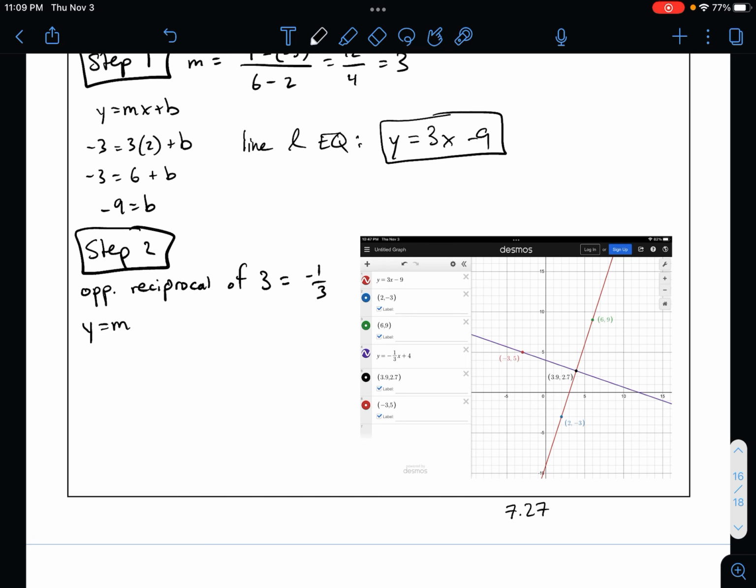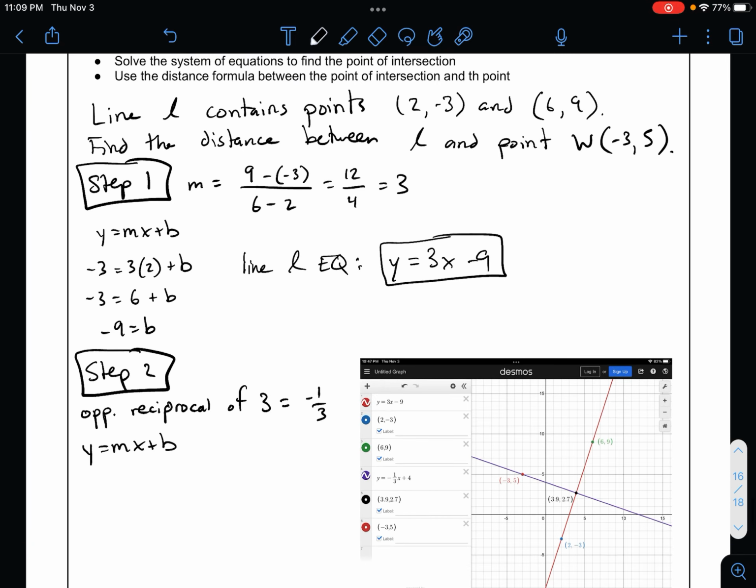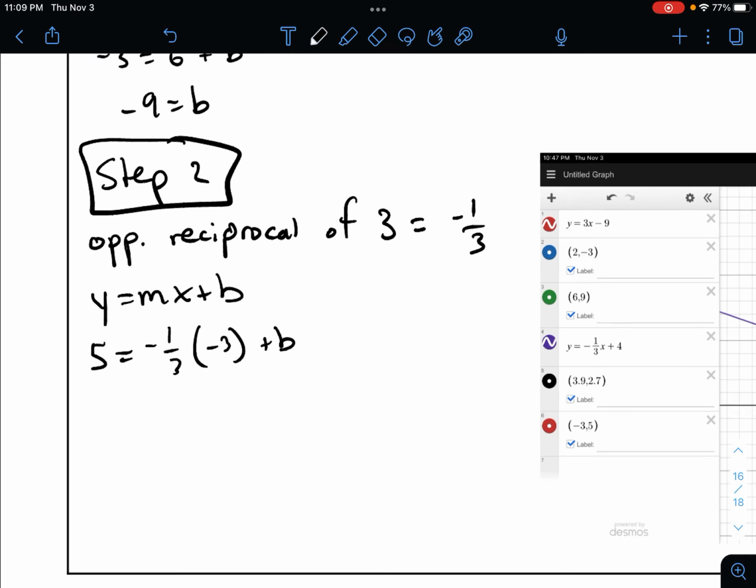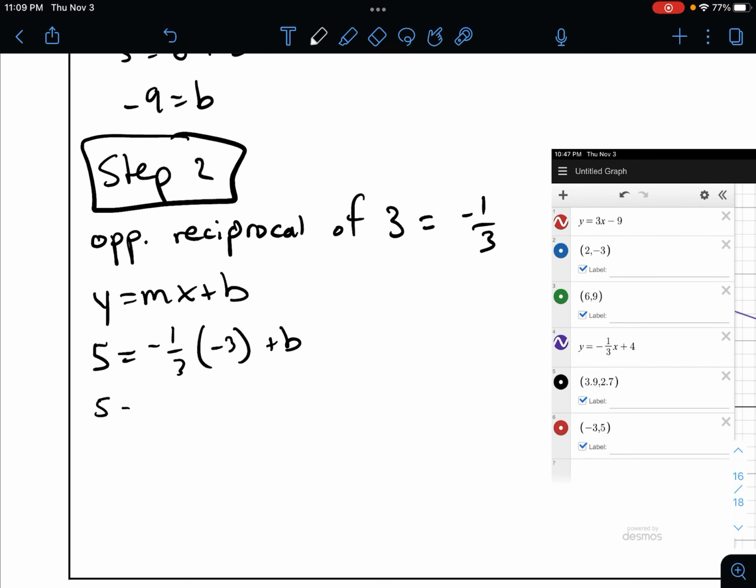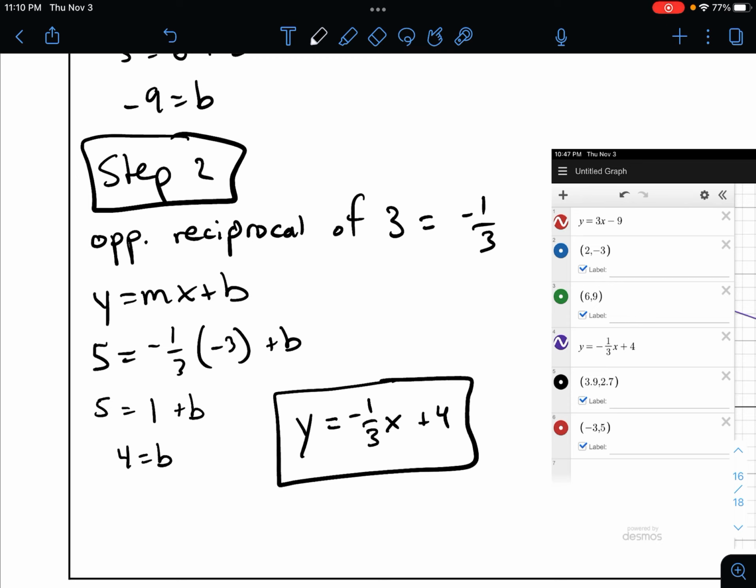So I'm going to take my y equals mx plus b. I know that this is going through point W, so the y value is 5. We just said that the slope was -1/3, and the x value on W is -3, plus b. This is 5 equals positive 1 plus b. So we know that b has to be 4. That means the slope of this perpendicular line is negative 1/3 x, and the y-intercept is 4. This should be the equation of the perpendicular line that goes through W.